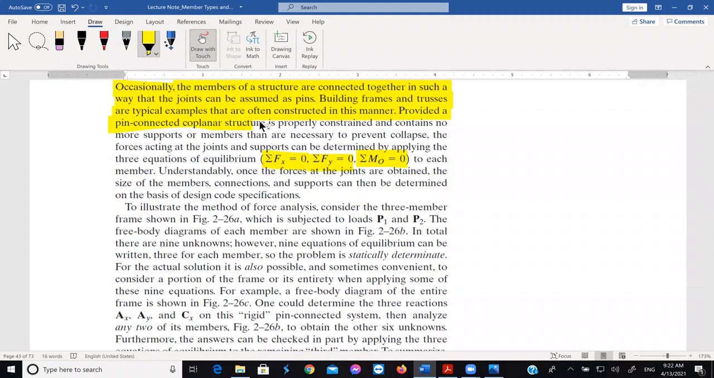Provided a pin-connected coplanar structure is properly constrained and contains no more supports or members than are necessary to prevent collapse, the forces acting at joints and supports can be determined by applying these three equations of equilibrium to each member. Understandably, once the forces at joints are obtained, the size of the members, connections, and supports can then be determined on the basis of design code specifications.